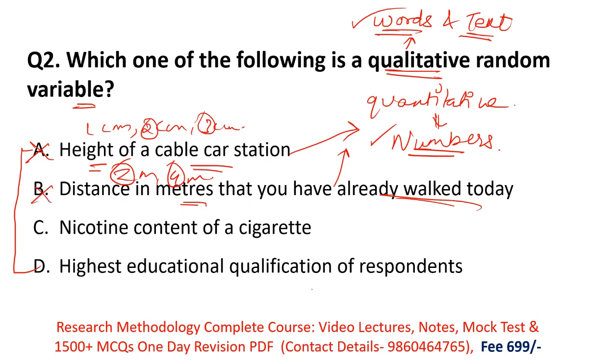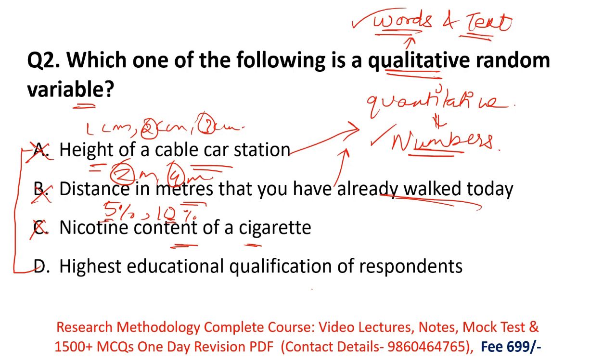Then option C, nicotine content of a cigarette. How many percent of nicotine is present in a cigarette? On the box of a cigarette you might have seen that they write 5% nicotine is present in that cigarette, or 10% nicotine is present. That means again you are getting the answer in the form of numbers. So option C is also a quantitative variable, not a qualitative variable, and is also incorrect.